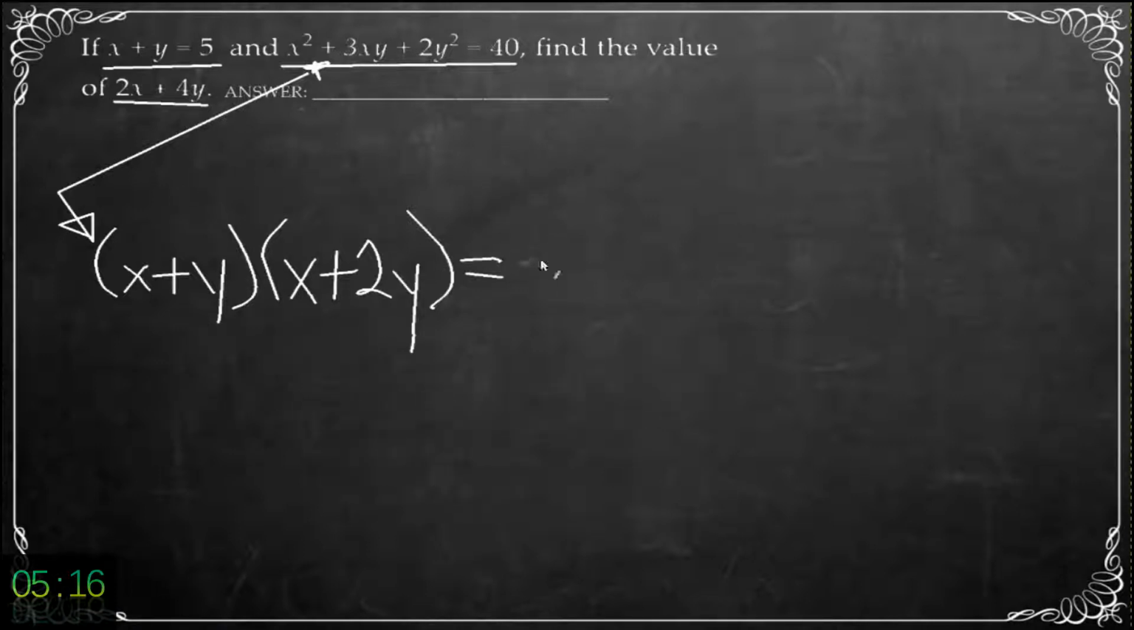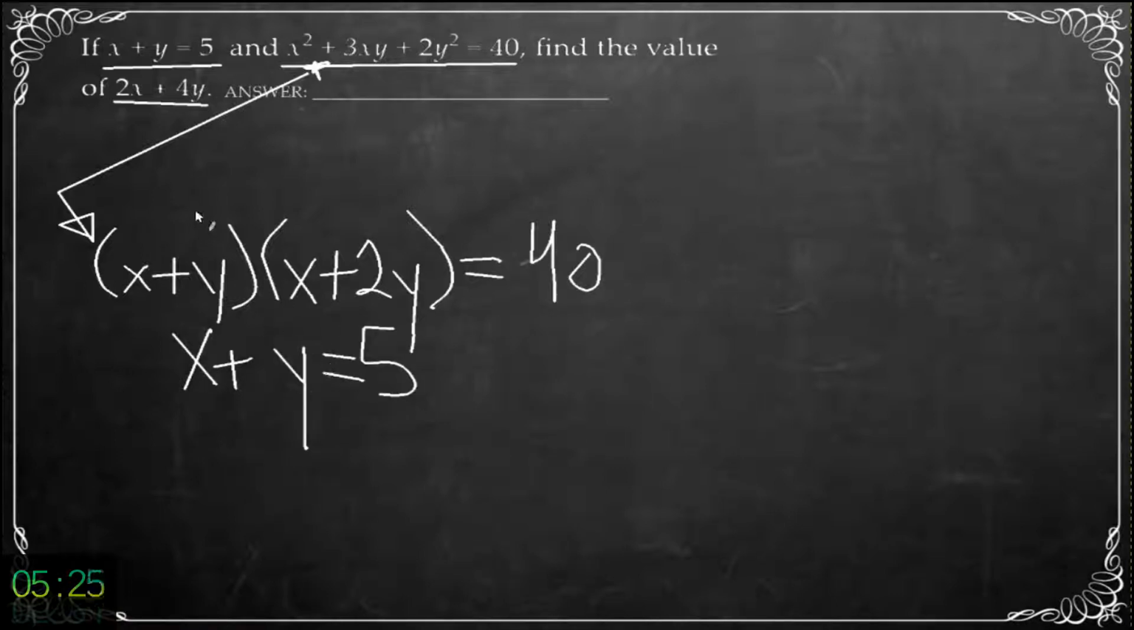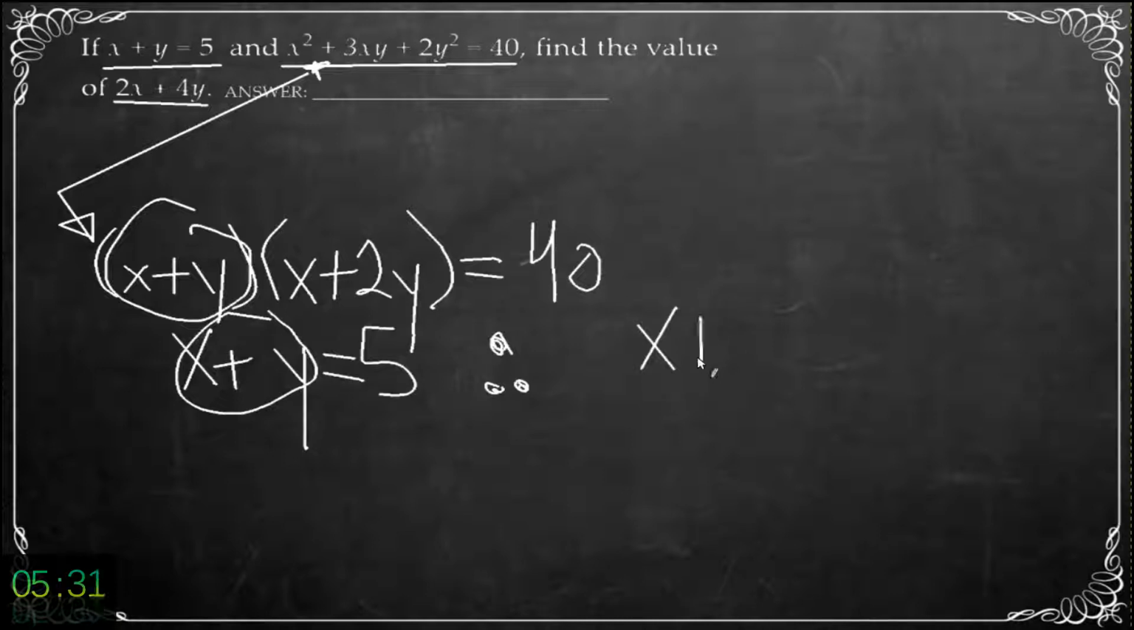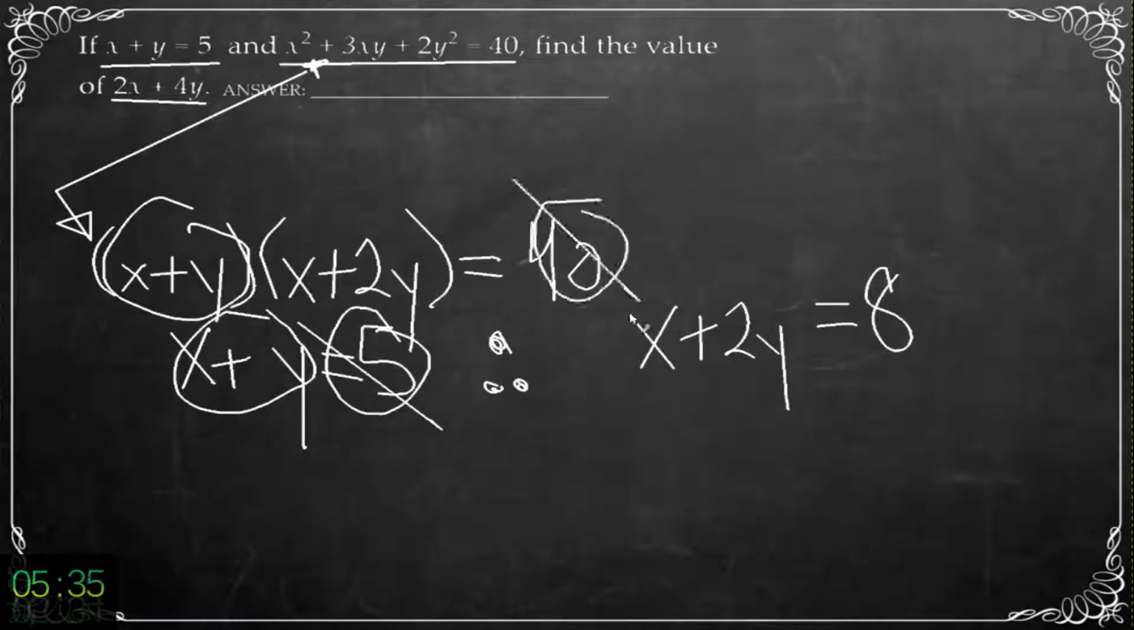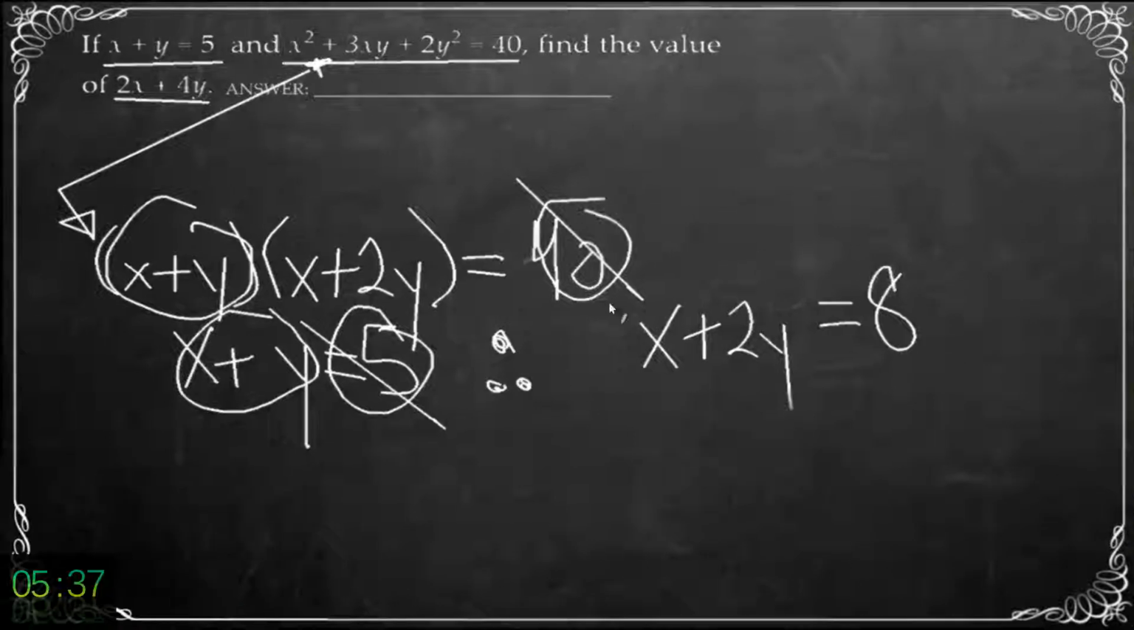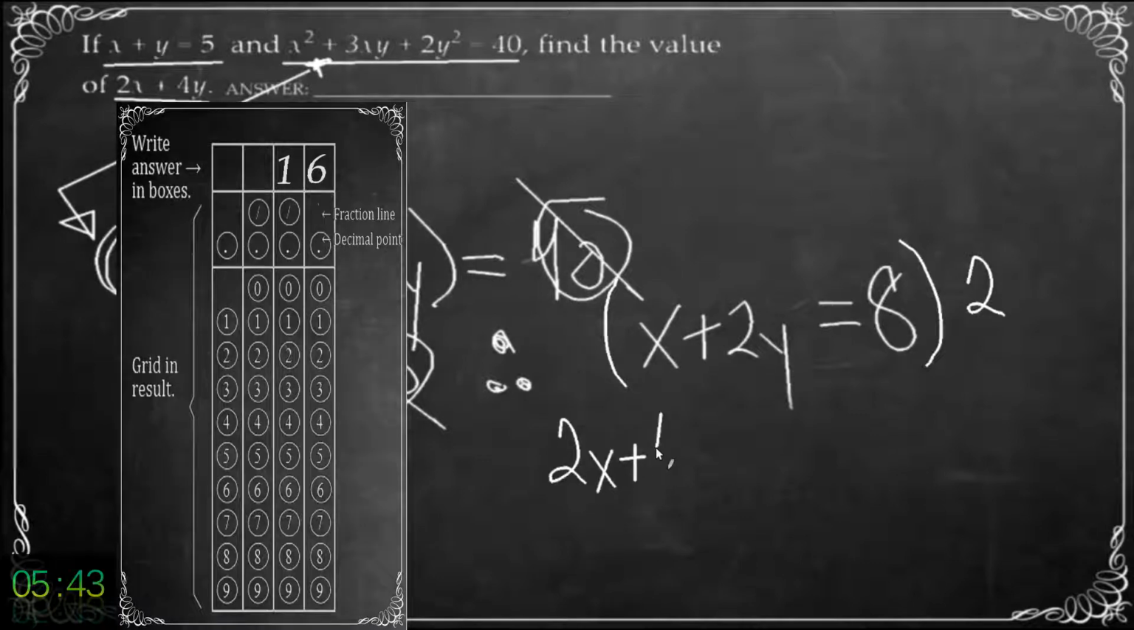And when we've set it equal to 40, we will remember that x plus y equals 5. Substitute that into our factored binomial expression, so that 5 times x plus 2y is equal to 40. So x plus 2y is going to be set equal to 8. Now, that looks very much like that 2x plus 4y, just half as much. So if I multiply both sides by 2, I should find that 2x plus 4y is equal to 16. So the answer is 16.